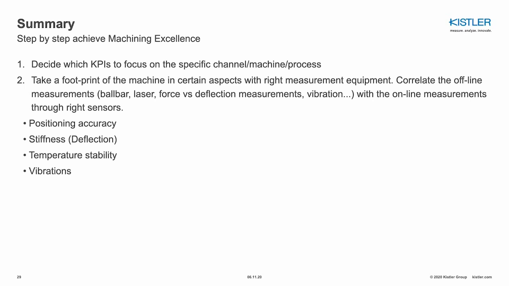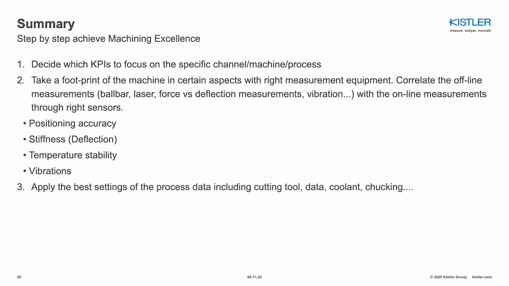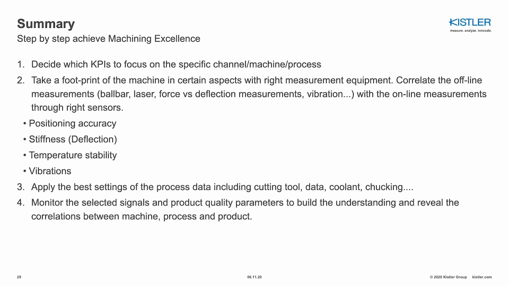And those machine measurements, as I said before, positioning accuracy, stiffness, very important, the temperature stability and vibrations. And then, of course, you need to apply the best settings of the process data, including cutting tool data, coolant, chucking, and so on. And the next step, you have to monitor the selected signals online and the product quality parameters to build understanding and reveal the correlations between machine measurements in step 1, process measurements in step 2, and the product quality parameters.